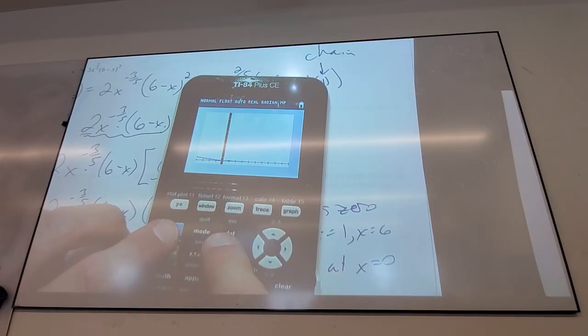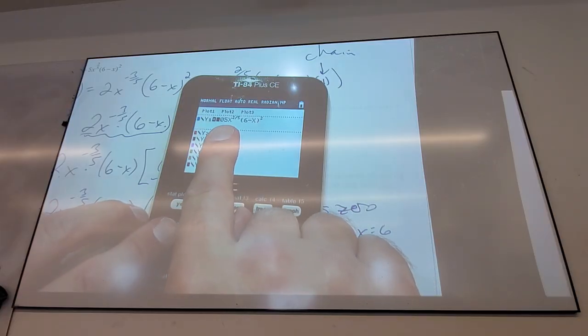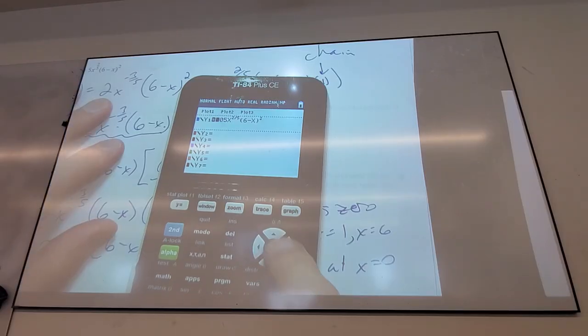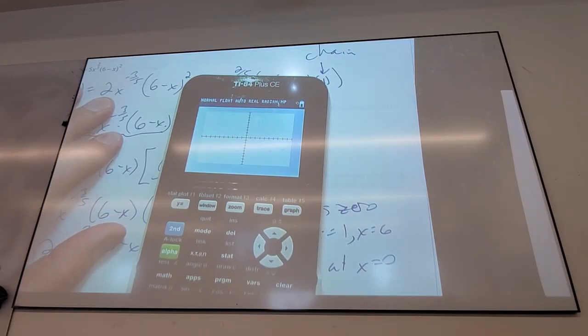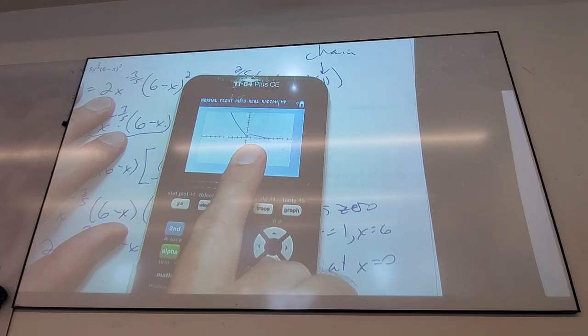Alright, let me explain what I just did. Stop. I divided by 100. So I made everything kind of compress. I didn't change anything about the behavior of the graph. I just made all the outputs 100 times smaller. So now I can zoom in on this. There we go.